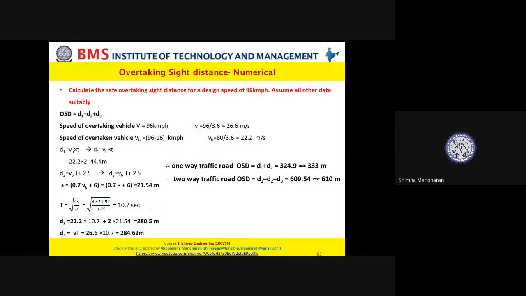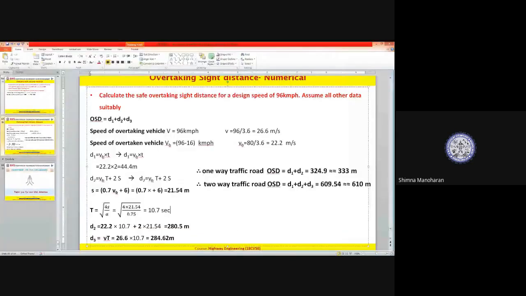In the next class, I will be discussing intermediate sight distance and then the design of horizontal alignment. Intermediate sight distance only deals with the obstruction and the placing of obstruction, and then we will be starting with horizontal alignment. To solve horizontal alignment, I want all of you to go through the design of horizontal curve from your advanced surveying paper.